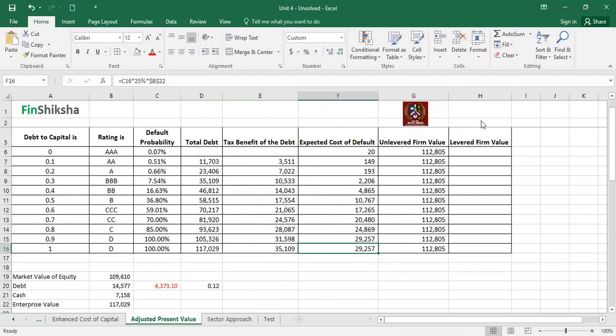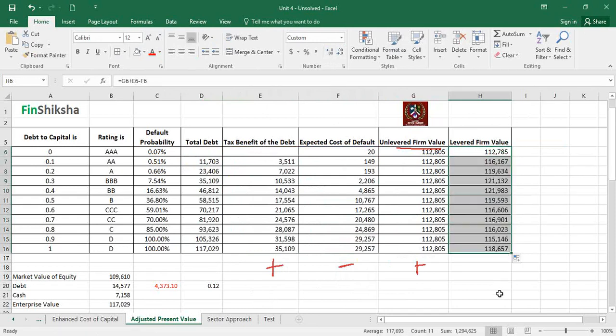Correct? Now, to find out what is the levered firm value, we will take the unlevered firm value, and to that we will add the tax benefit and we will subtract the expected cost of default to arrive at the levered firm value at each debt to capital ratio. So we take the unlevered value, we add the benefit because of tax, and we subtract the cost of default, right? And then we drag it down.